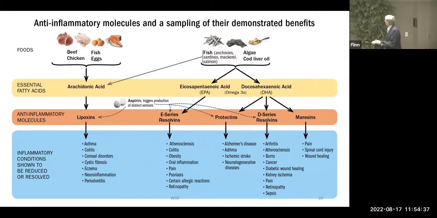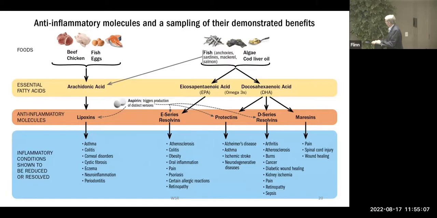So fish, algae, cod liver oil result in the production of the omega-3 fatty acids. They in turn, in this column, produce the SPMs, the specific SPMs. So the lipoxins are one type of SPM, and you can see here the diseases that it has been shown to affect and to reduce inflammation.